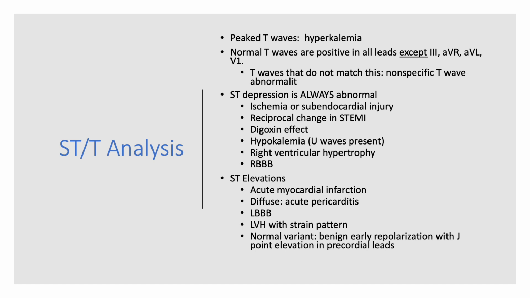Left bundle branch block also will cause ST elevations. Left ventricular hypertrophy with a strain pattern will also cause ST elevations. It could be a normal variant. There's something called an early repolarization abnormality with J point elevation in the precordial leads. We typically see that in leads V2, V3. It could just be that normal variant.